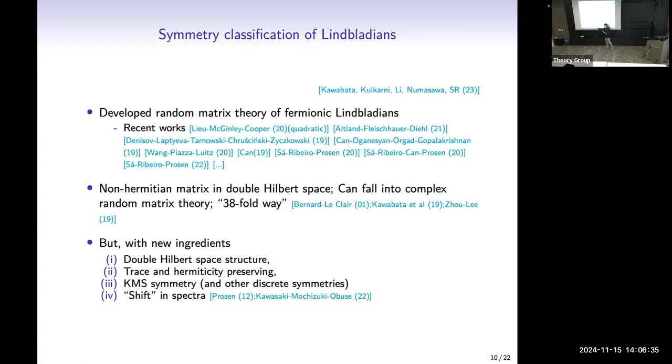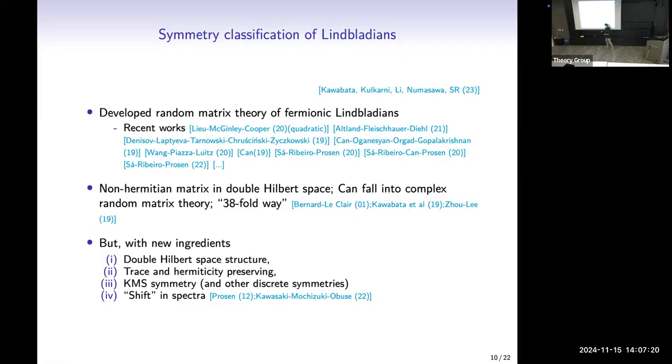There's a double Hilbert space structure. When we try to interpret a super operator as a regular matrix, we have to take into account this double Hilbert structure. The quantum master equation is trace preserving, probability preserving, so the trace of rho at any time is one. That is another possible constraint. And then we also impose some time reversal symmetries, which, as we found out, in the Lindbladian context agree with the definition of KMS symmetry. That's another ingredient.